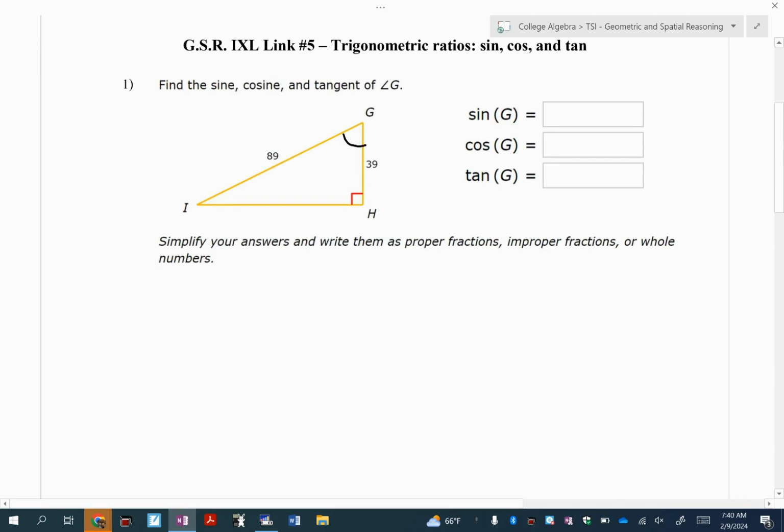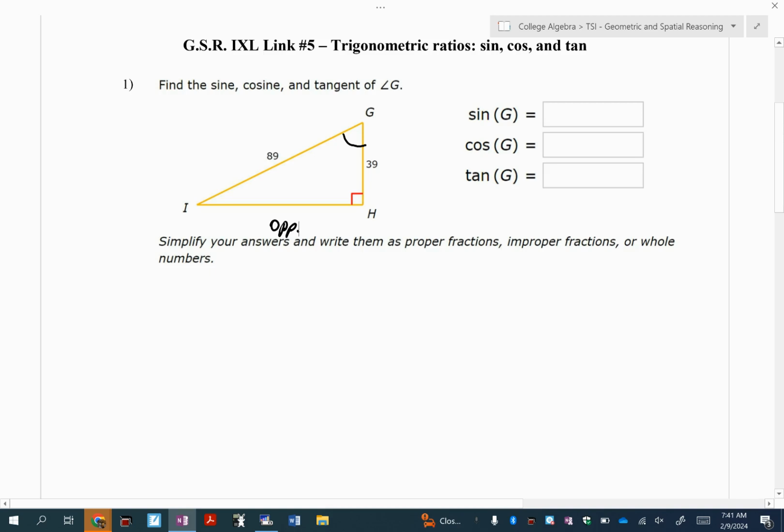Now, the first thing that I'm looking at when I try to figure out how to find these ratios is that they're giving me 2 out of 3 of the side lengths. So I'm going to label them in terms of the relation with angle G. If I go across the triangle, you see this side that I don't have? That is the opposite side.